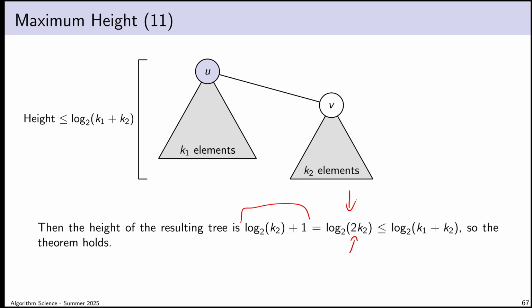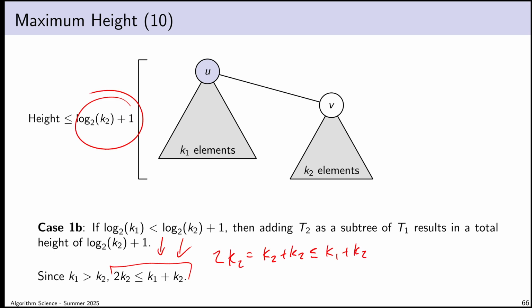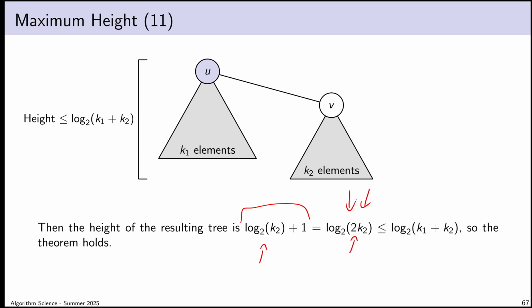I often over-explain the use of logarithms. We know how logarithms work. So log base 2 of K2, all plus 1. If I fold those logarithms into one single thing, it ends up being log base 2 of 2 times K2. By the previous slide, 2 times K2 is less than or equal to K1 plus K2, and that means that we have what we need.